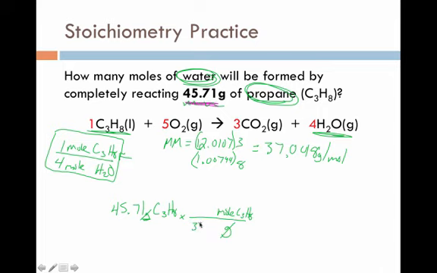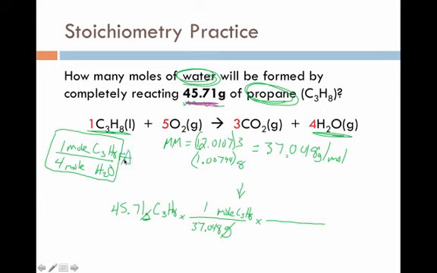And it turns out for every 37.048 grams, I get 1 mole. Again, you'll notice I didn't just write moles up here, I wrote moles of what it is. That's going to help us line things up in our next step. So we converted from grams to moles. That was the hint we got from our flow chart. Now we know moles of C3H8.